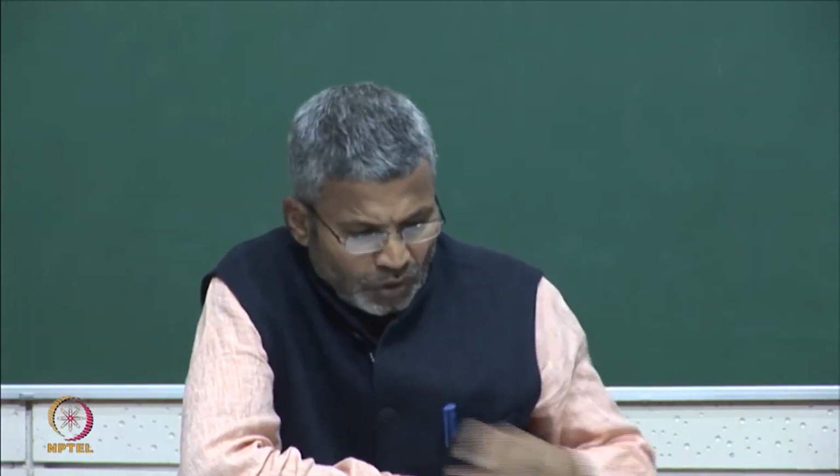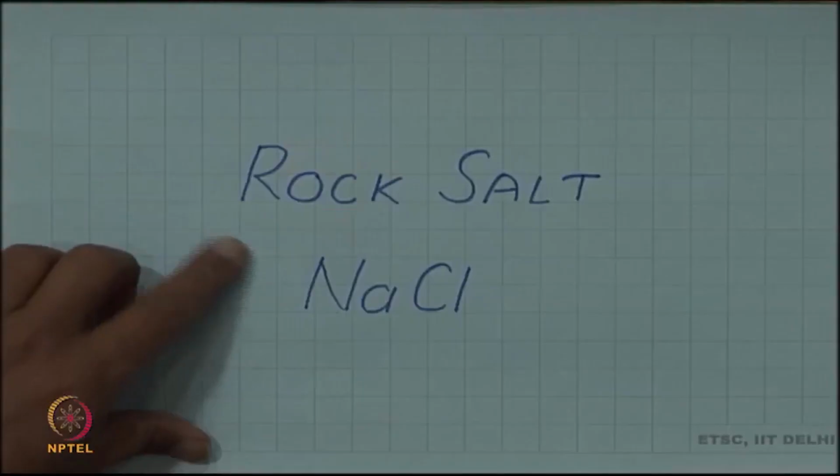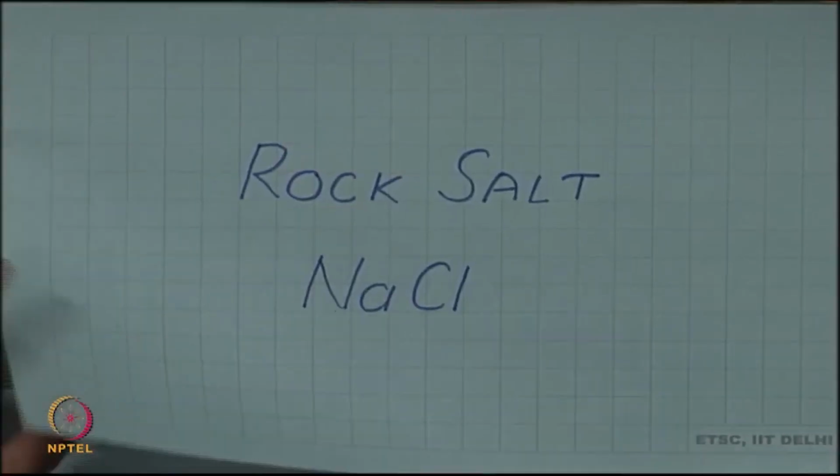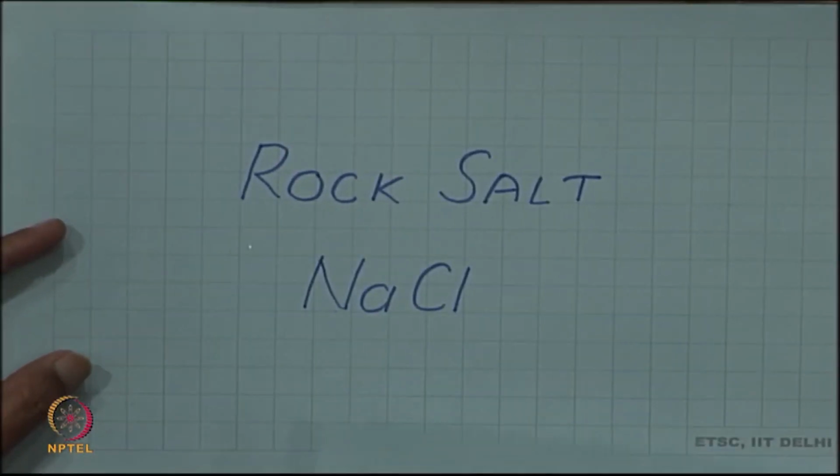Let us look at some examples of ionic solids which we have discussed. We discussed that the radius ratio plays an important role in determining the structure of ionic solid. So, as a first example of our ionic solid, we take rock salt or sodium chloride.